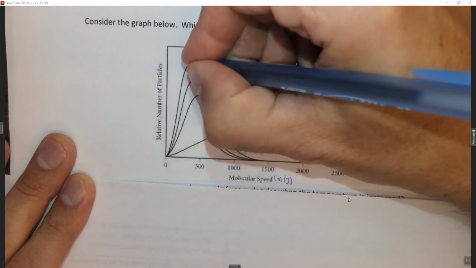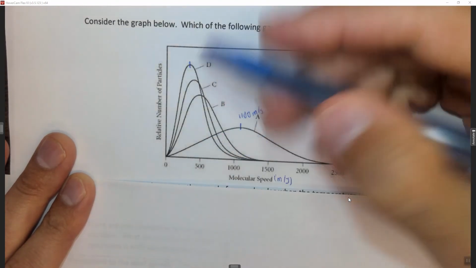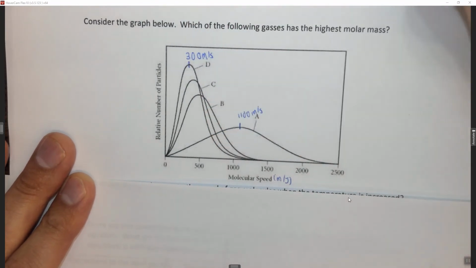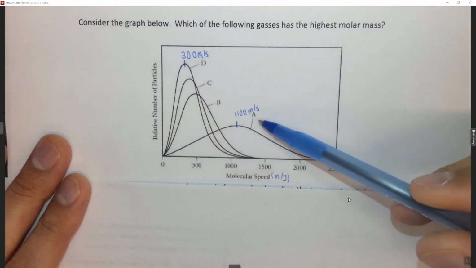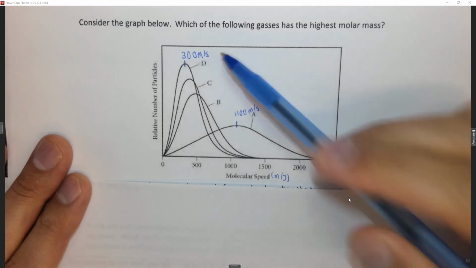And if we look at D, the average speed is right here, and we'll say it's around 300 meters per second. These aren't meant to be perfect. So let's look at this. Molecules A are moving much faster than molecules D.